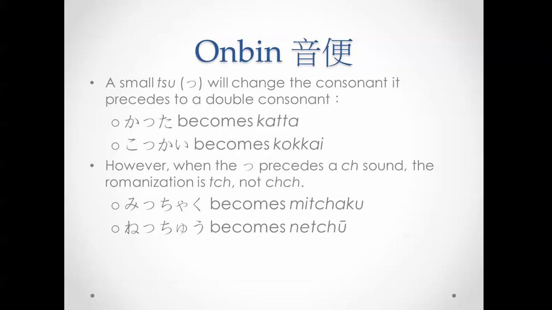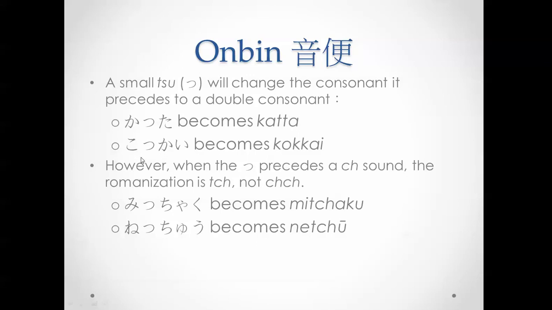Likewise, a small tsu in romanization is a little bit unusual. A small tsu, as you know, changes from a large tsu. It's very different. A small tsu increases, if you will, the consonant in a word. So this word is pronounced katta. It's not pronounced katsuta, it's pronounced katta. And this becomes, in romanization, K-A-T-T-A.